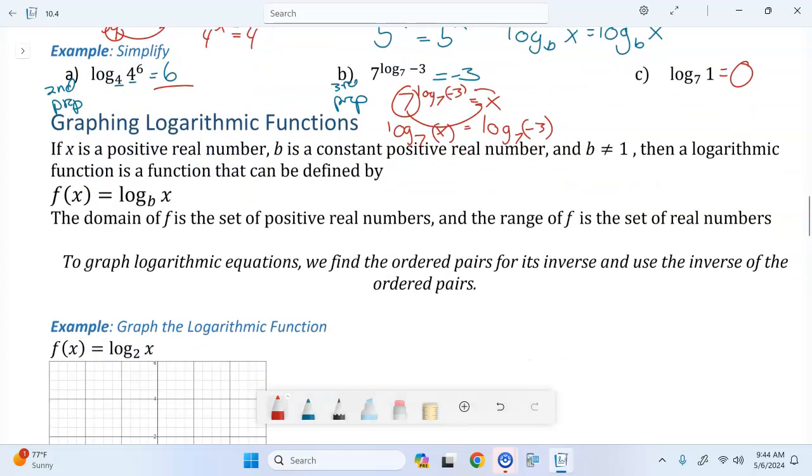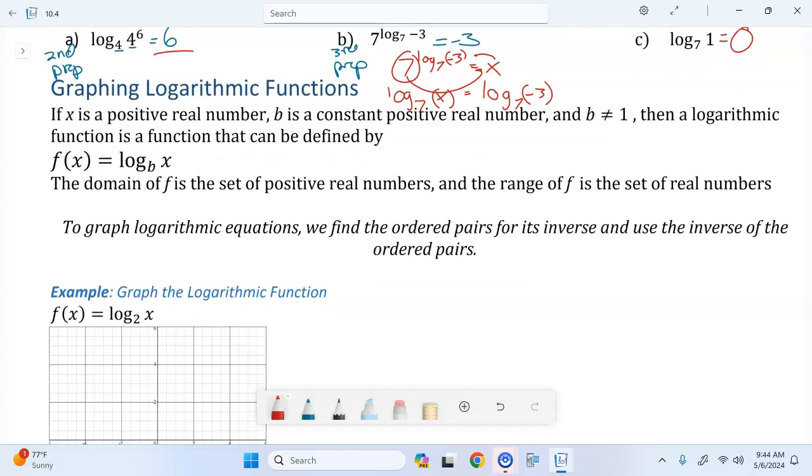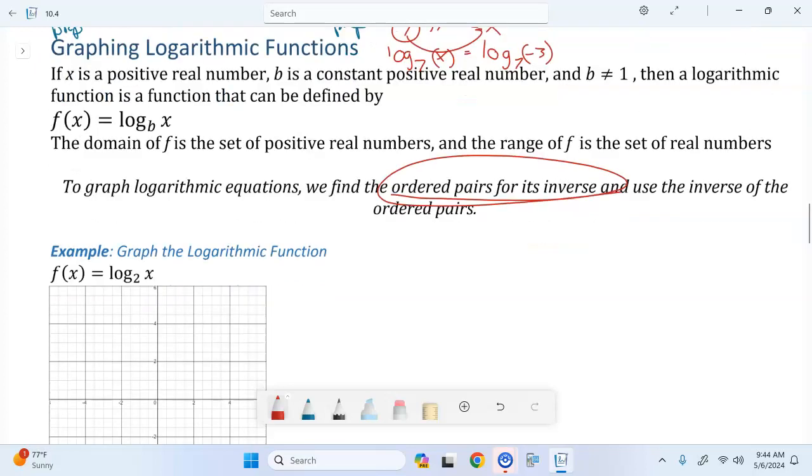So if x is a positive real number, b is a constant, b can't equal 1, we have a logarithmic function. Yay, logarithm. The domain is going to be all positive real numbers, and the range will be all real numbers. We want to graph and find the ordered pairs for its inverse. And that's going to make our whole life a lot easier.